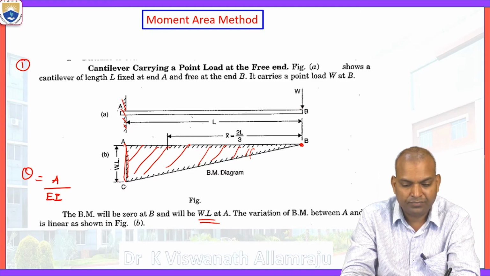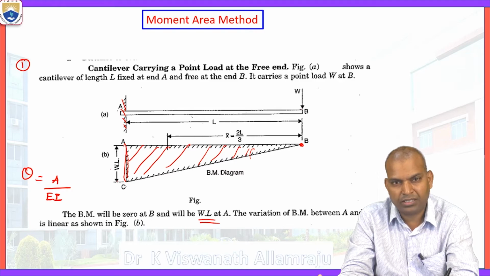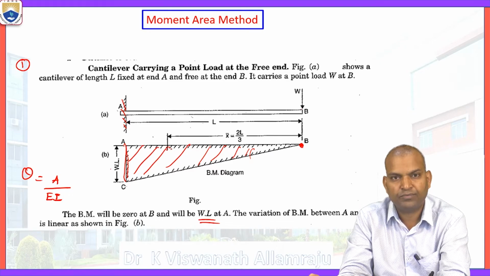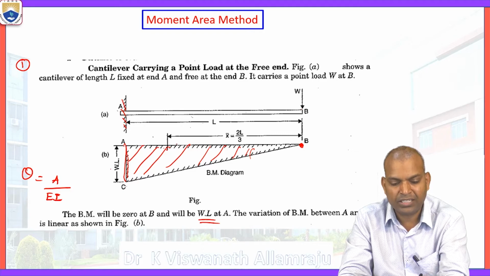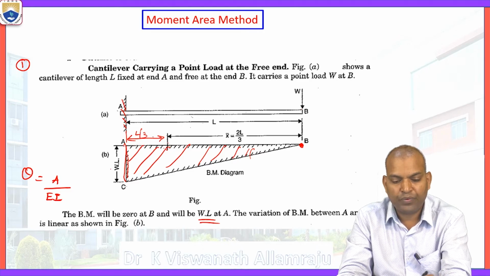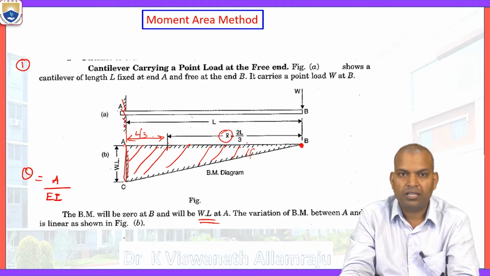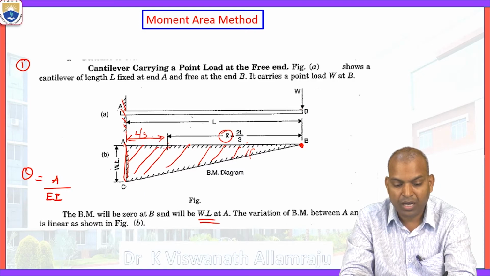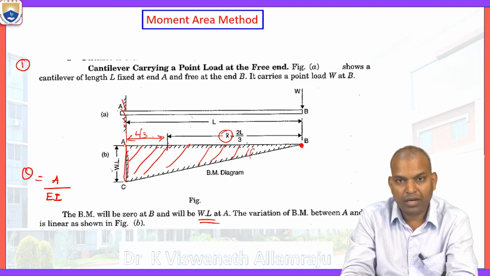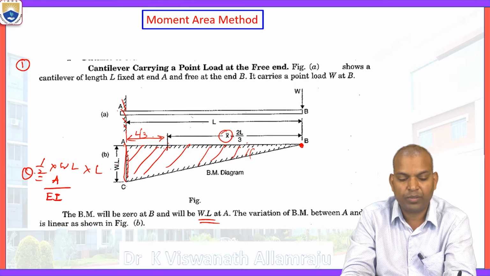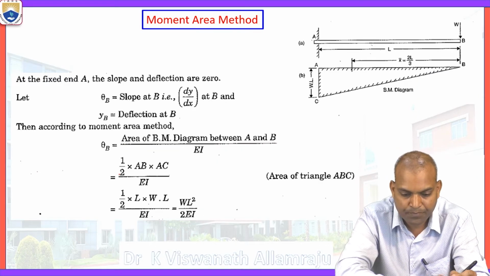For calculating the deflection, we need the centroidal distance from support B to A, from 0 to maximum. For a triangle that is 2h by 3, which here, with L, is 2L by 3, and from the other side L by 3. So we get x bar, and one more value is required, the area A. What is the area of the bending moment diagram? Base into height, with base L and height WL: WL square by 2.